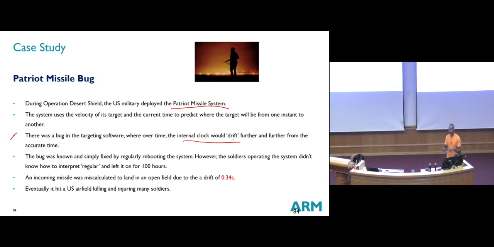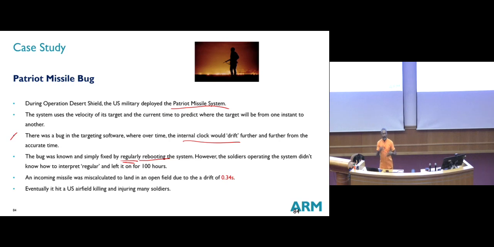So what was the fix? The fix is how we always try to fix things. We just say reboot. Whenever after a period of time we reboot, it goes back to square one, then everything is fine. But the instruction was to reboot regularly. Now what is regularly?